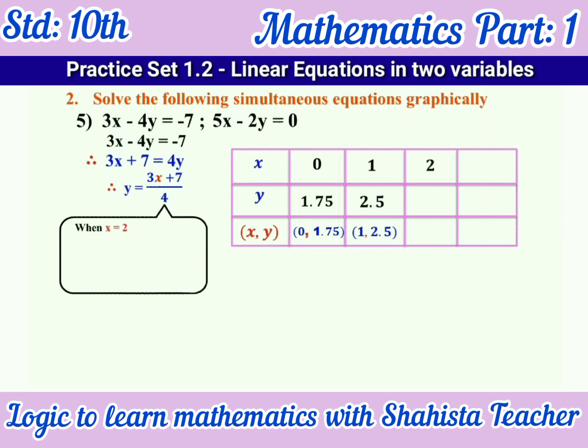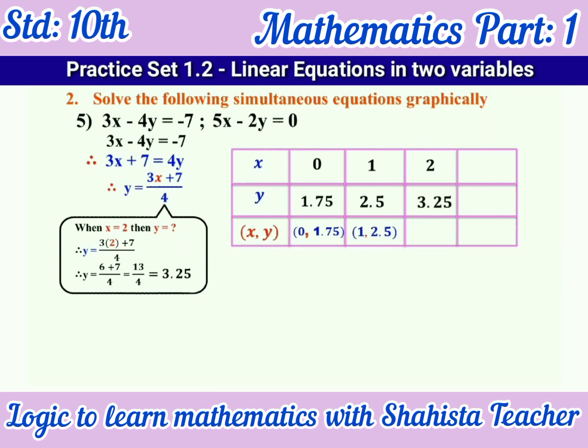Now x is equal to 2 but we don't know the value of y. Again we will use the same equation. y is equal to (3x plus 7) upon 4. Okay, so in the place of x we will put 2. So (3 times 2 plus 7) upon 4. So 3 2s are 6 plus 7 upon 4. 6 plus 7 is 13 upon 4. Okay, so after dividing we get 3.25. So here y is 3.25.